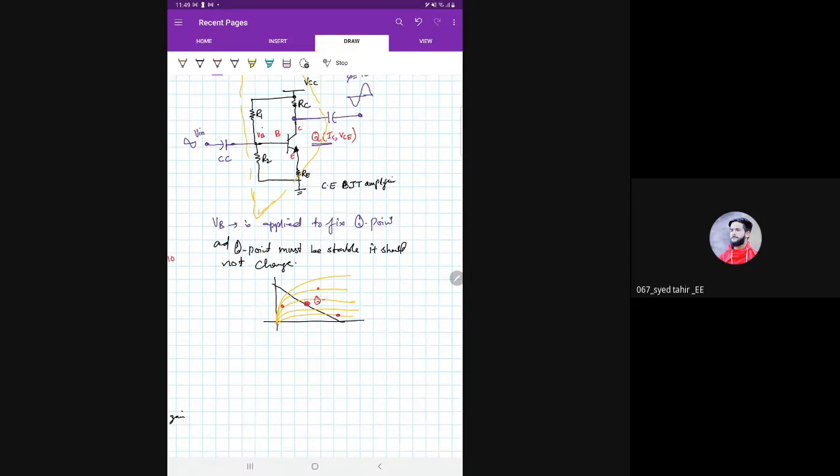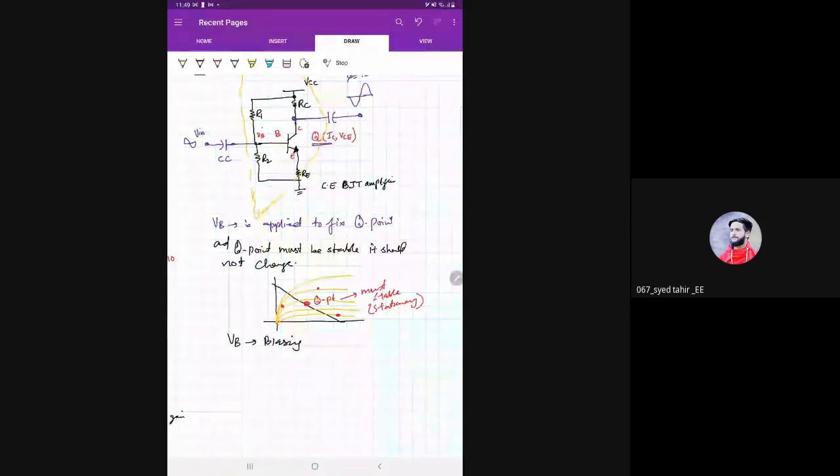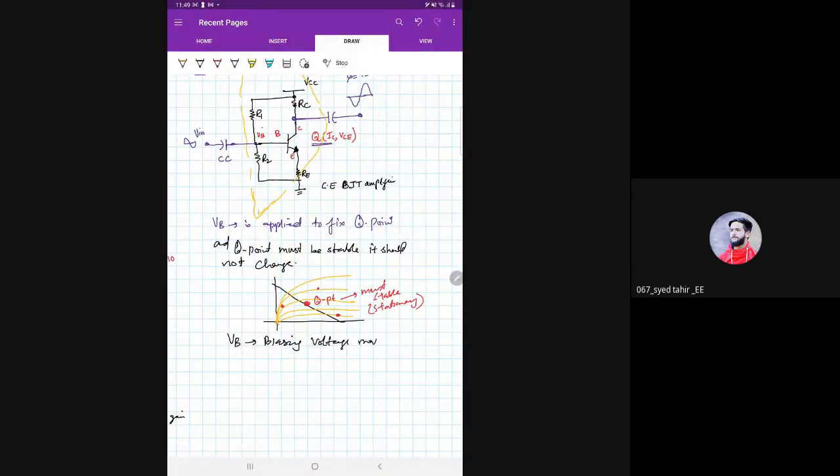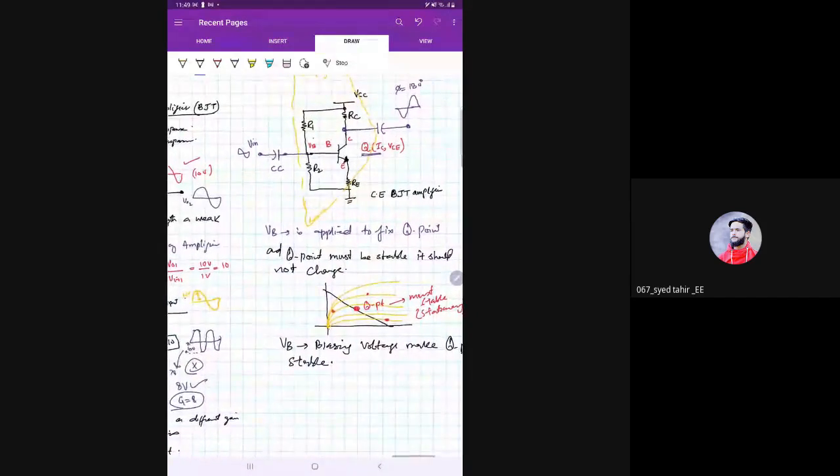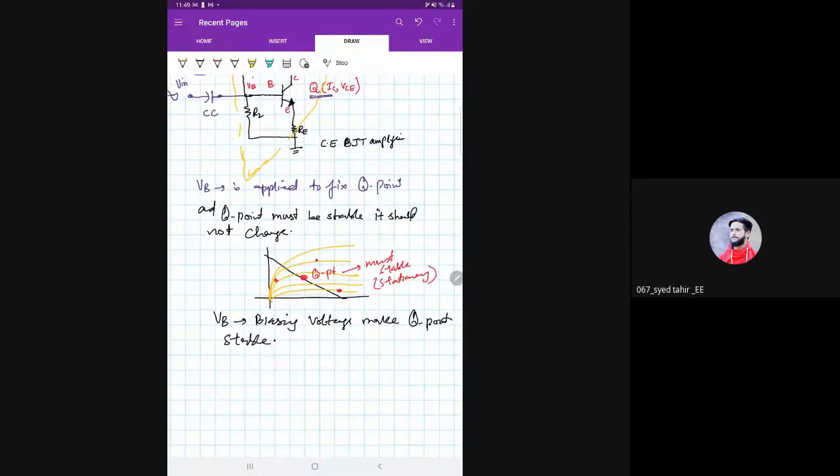So Q point must be stable, that means stationary. ये चेंज नहीं होना चाहिए. Why? अगर ये चेंज होगा, then the gain of the amplifier will change. Okay, and what makes Q point stable? That is VB, that is the biasing voltage. VB makes Q point stable. Okay, now see, Q point को जो stable करता है, VB करता है stable.